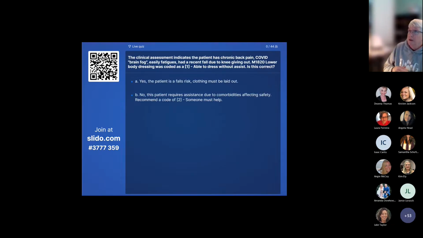Question. All right. The clinical assessment indicates the patient has chronic back pain, COVID brain fog. They easily fatigue. They had a recent fall due to their knee giving out. The M1820 lower body dressing was coded as a 1, that the patient is able to dress without assistance. Are you going to let that one slide? Yes or no?